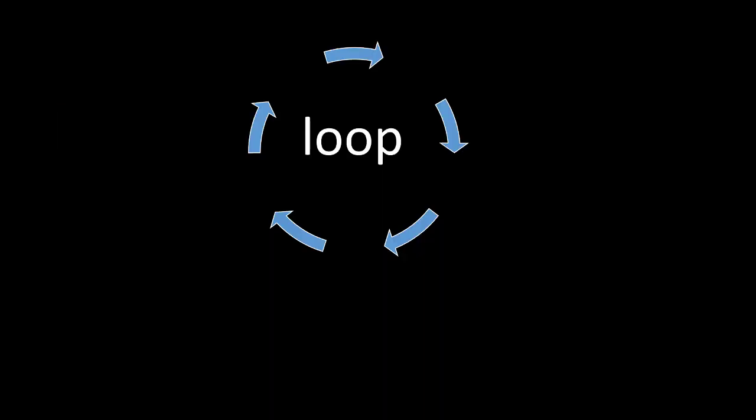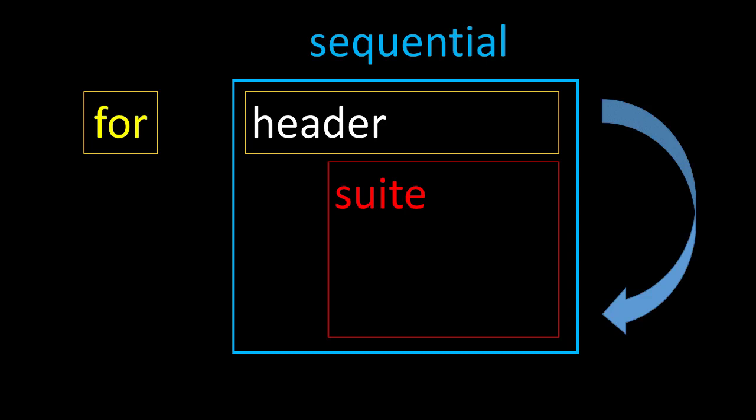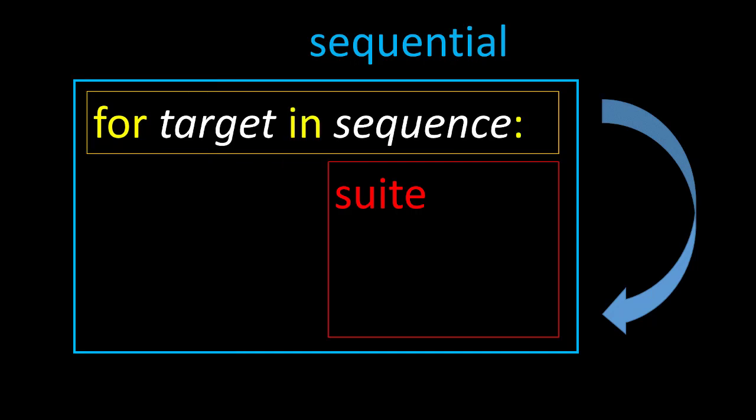The second type of control is loop control, which enables a block of code to be executed many times. Python has two types of loop control, sequential and conditional. A sequential loop is a for loop, which has a header for statement followed by an indented suite. The header has the format for target in sequence followed by a colon.